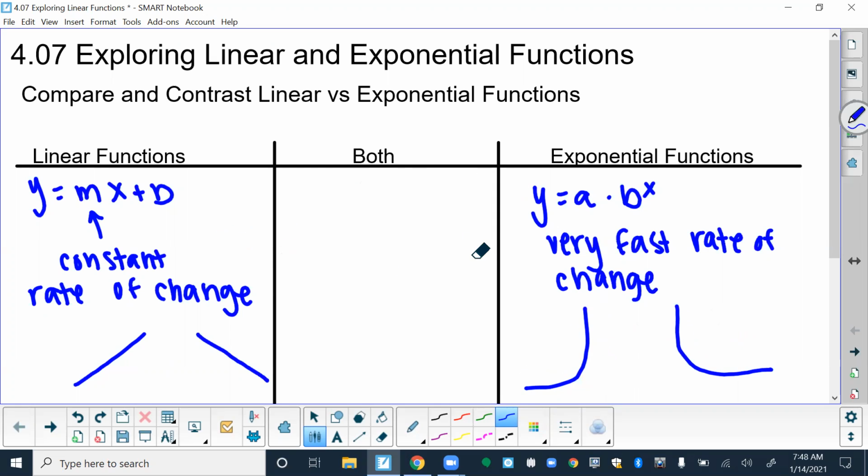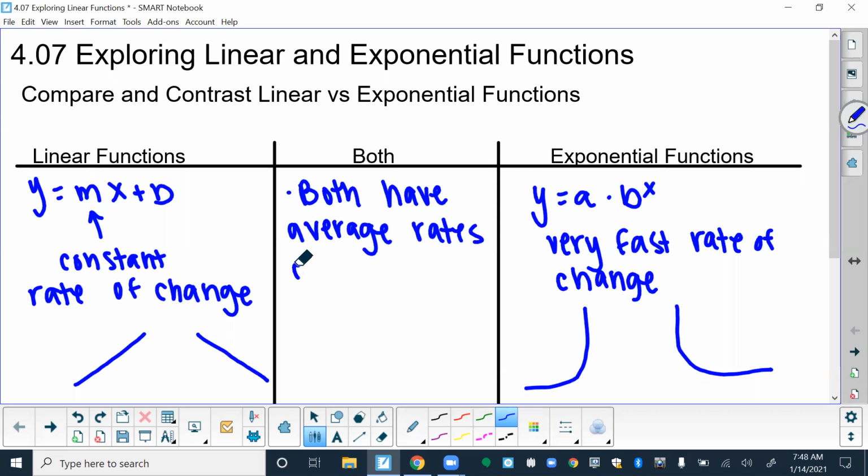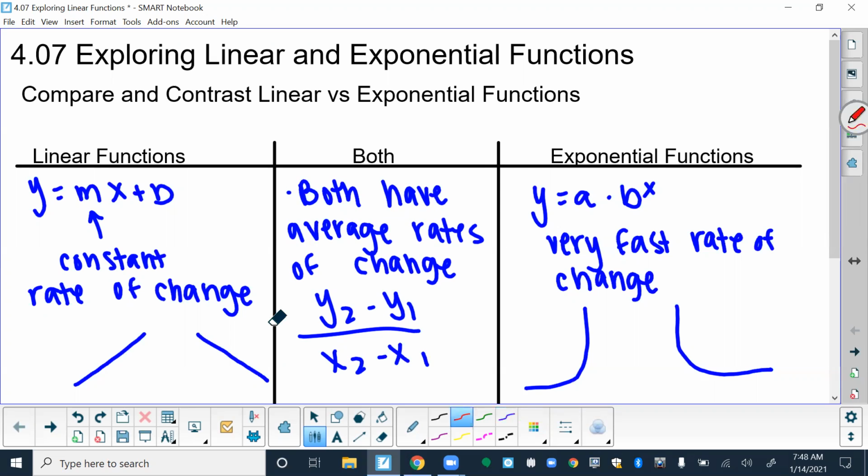All right. So you could say for both of them, they both have an average rate of change. You can find the average rates of change for both by using that formula, y2 minus y1 over x2 minus x1. You just have to remember that for linear functions, you were able to just pick any 2 points. It did not matter which two you picked, you would get the same slope, the same rate of change, no matter what 2 points you picked. But for exponential functions, it does matter what 2 points you pick.